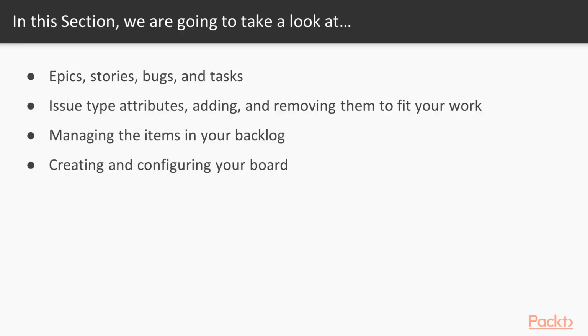In this section, we're going to be covering epics, stories, bugs, and tasks, and what each of those things are, how you would use them in an Agile project and create them. Then we're going to talk about issue type attributes, adding and removing those and making them really custom to fit the type of work that you're doing in JIRA. We're going to talk about managing the items in your backlog now that you've created them and customized them. And then we're going to talk about your board. For those of you that do Scrum, you'll feel very comfortable with the board, and we'll talk more about how to configure that.